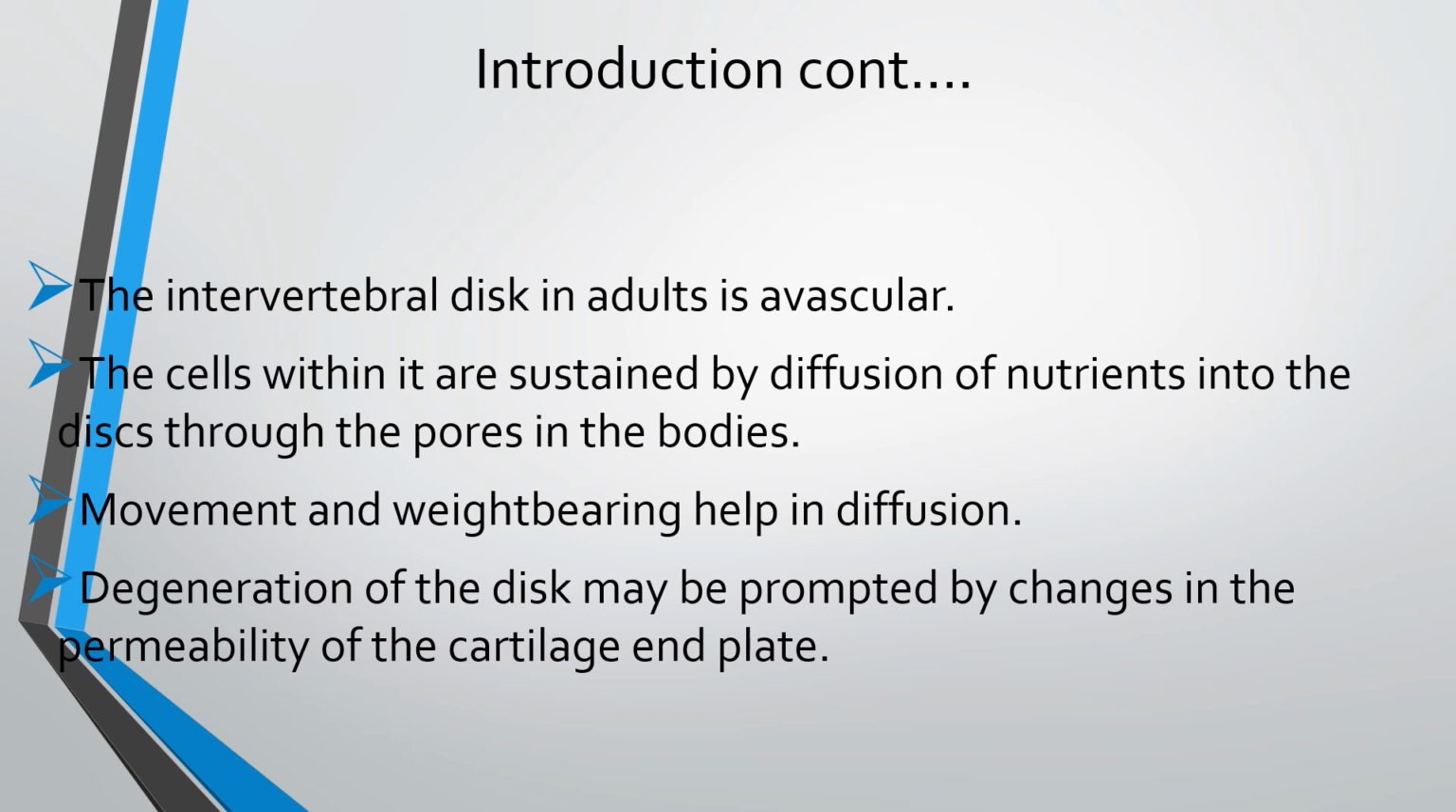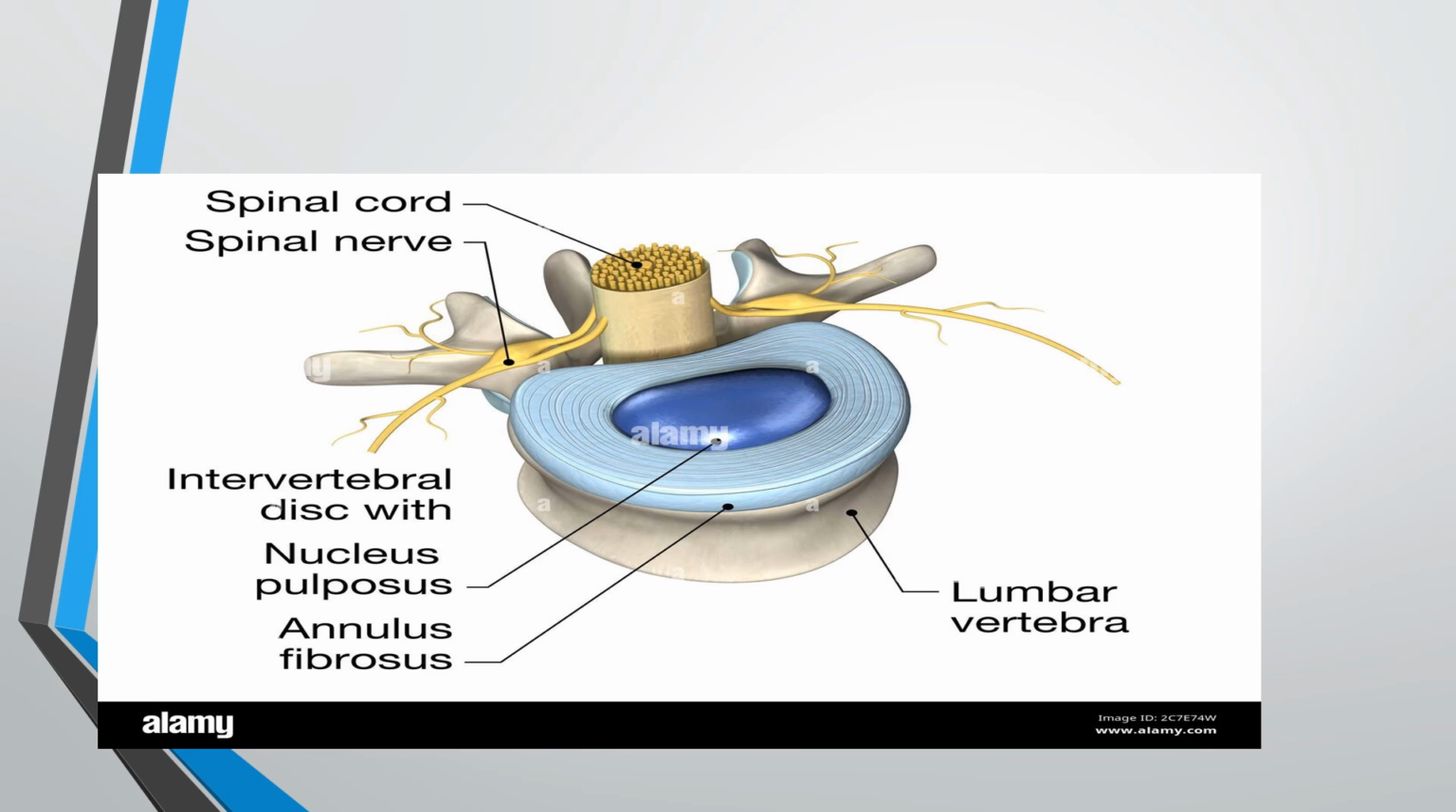Then degeneration of the disc may be prompted by changes in the permeability of the cartilage end plates, which leads to various pathologies of the disc. So these are diagrams showing the disc. So here we have a lumbar vertebra. Then we have the annulus fibrosus, which is the outer layer. We have the nucleus pulposus, which is surrounded by the annulus. Then we have the intervertebral disc. Then this is the spinal cord and the spinal nerves.